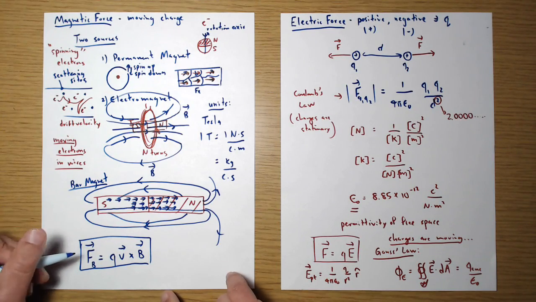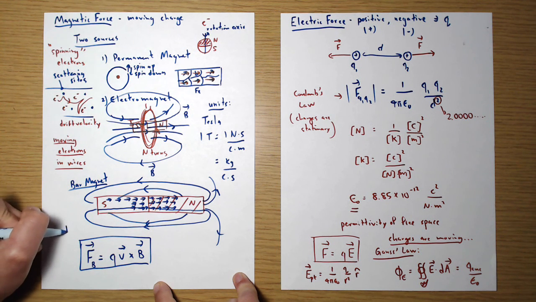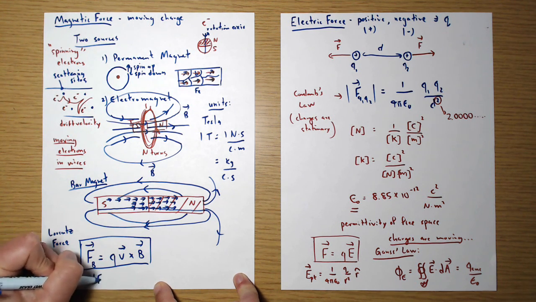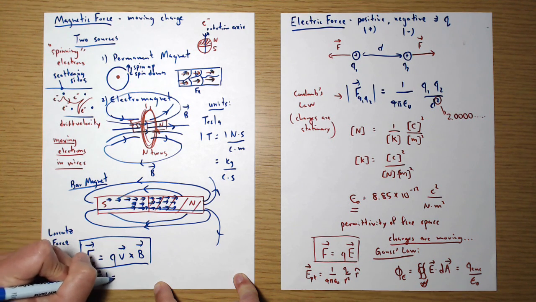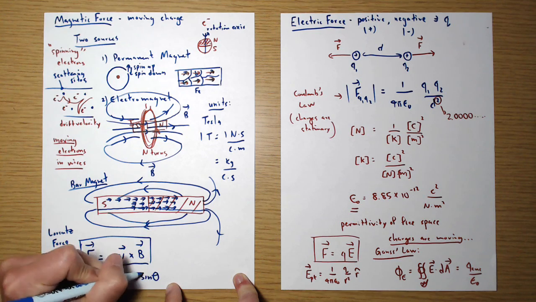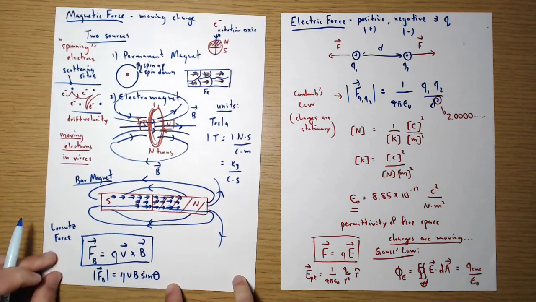So this is the Lorentz Force law. Sometimes we call it the Lorentz Force. In vector form, if we write this in magnitude, the magnetic force is simply equal to QVB sine theta, where theta is the angle between V and B.